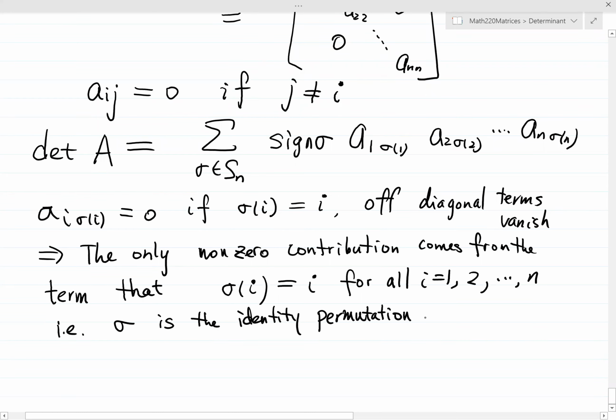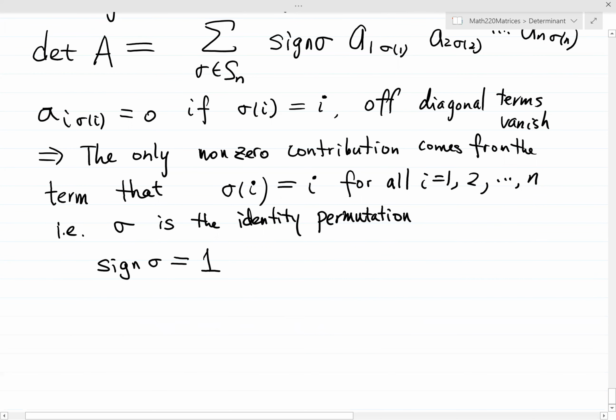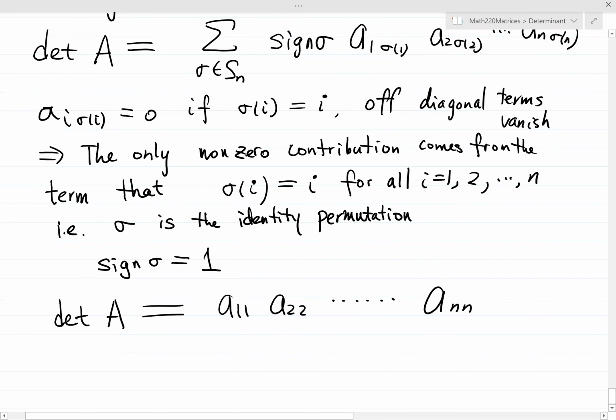Okay, so the identity permutation, you write it as zero number of transpositions. The sign is 1. So you see in that case, the only contribution is sigma 1 equal to 1, sigma 2 equal to 2. So you get actually the determinant of A. By this definition, you get A11 times A22 times ... A_NN. Okay, the product of the diagonal terms.